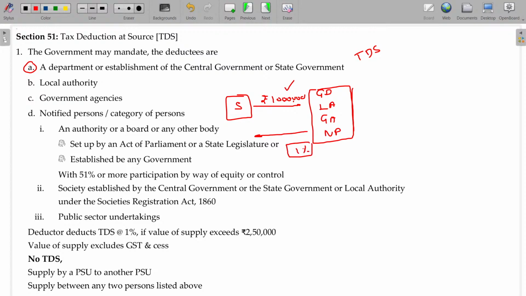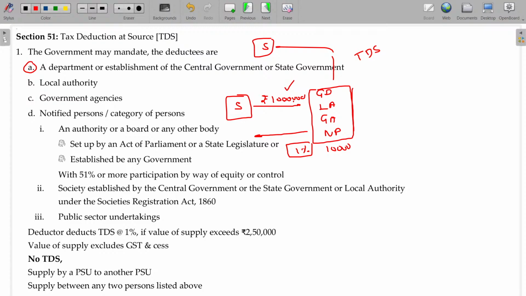from the payment. 1% on this being how much? 10,000. 10,000 will be deducted and this amount is deposited for the supplier's purpose only. Clear? Very simple.